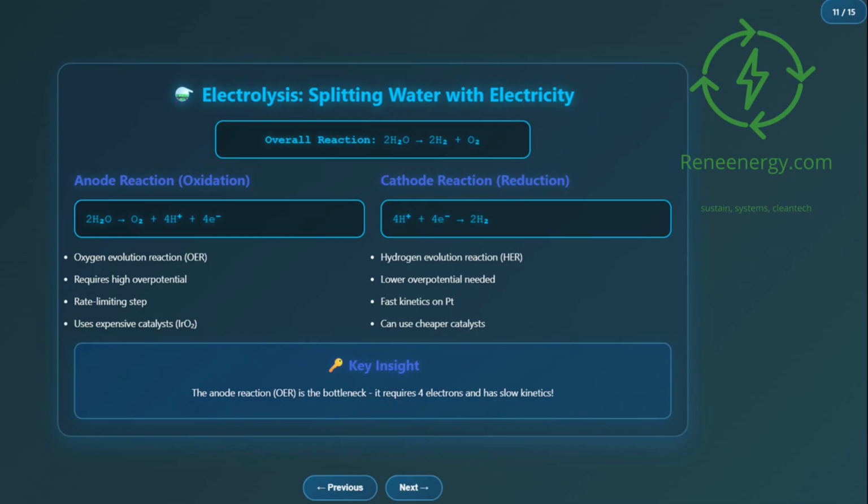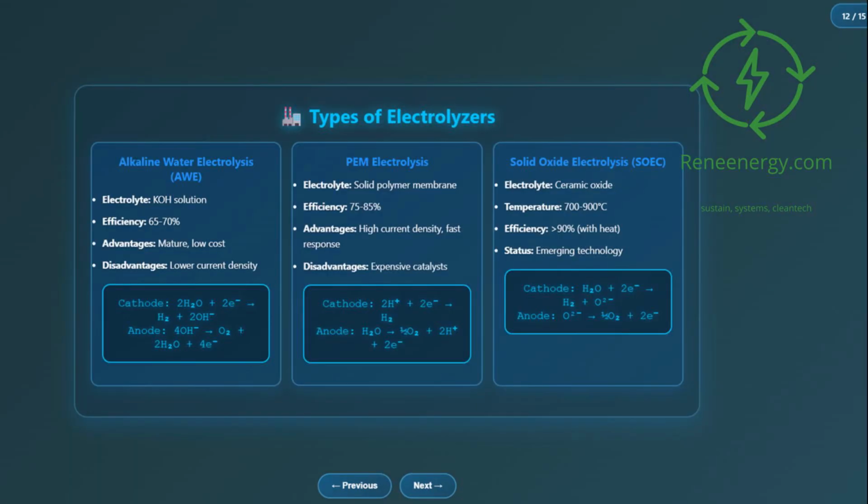Electrolysis splits water into hydrogen and oxygen. The anode reaction involves oxygen evolution, while the cathode reaction focuses on hydrogen production. Understanding these reactions is vital for efficient hydrogen generation. Different types of electrolyzers, like alkaline, PEM, and solid oxide, have unique characteristics. Each type has its advantages and challenges, influencing their application in hydrogen production.